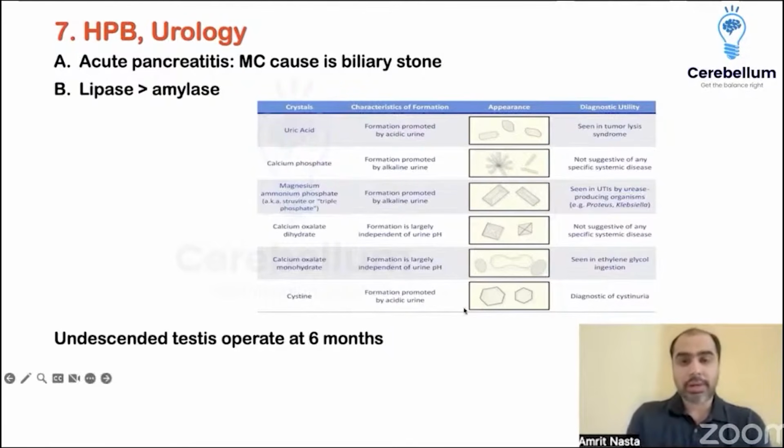Second thing in urology, undescended testis, IMP topic. Most common site is high scrotal or inguinal canal, and it should be operated ideally at 6 months. You wait for 3 to 4 months, it may spontaneously descend.